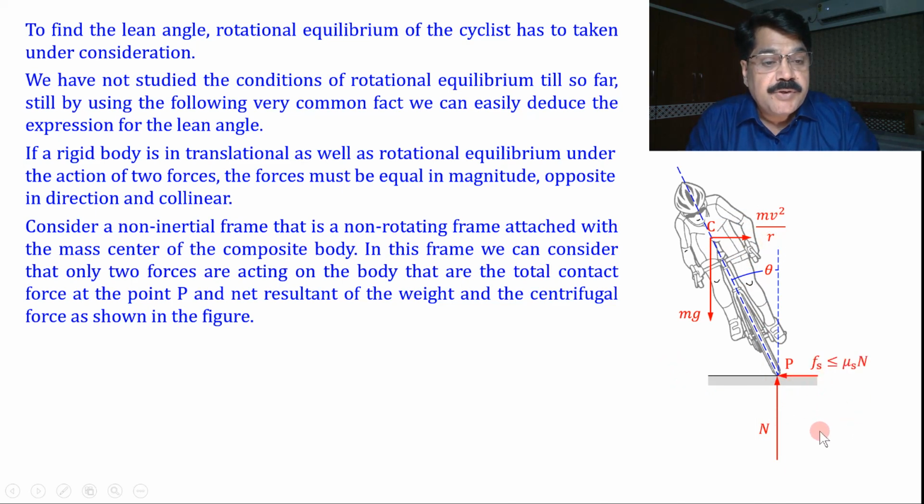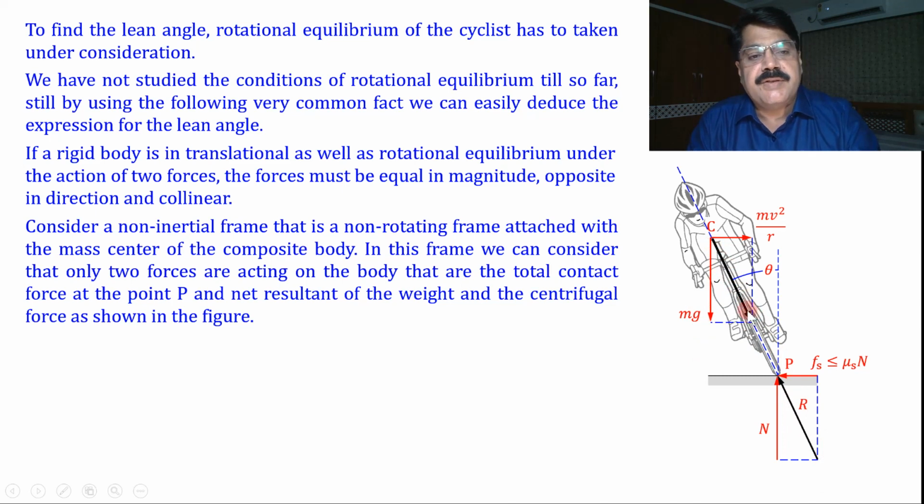Now the resultant of these two forces will be this R. We show the total contact force this way, and the resultant of these two forces, and these forces must be collinear. So the resultant of mg and mv square by r must act along this line, because the total contact force is also acting along this line. So that is the resultant of these two forces.